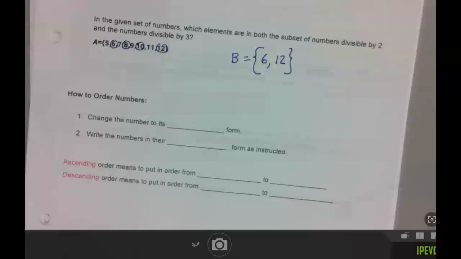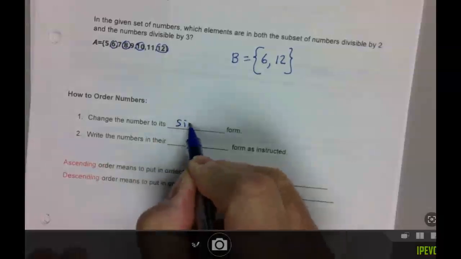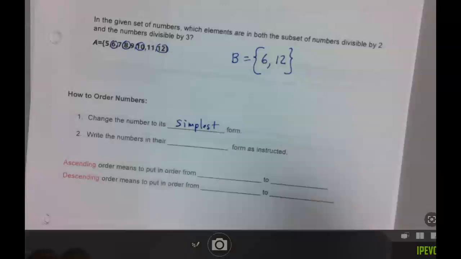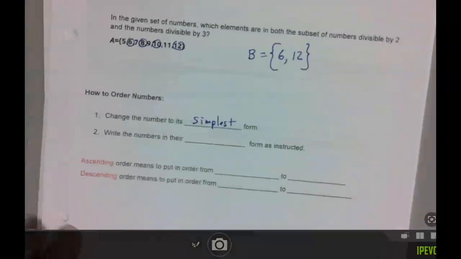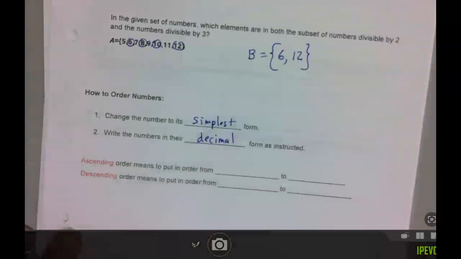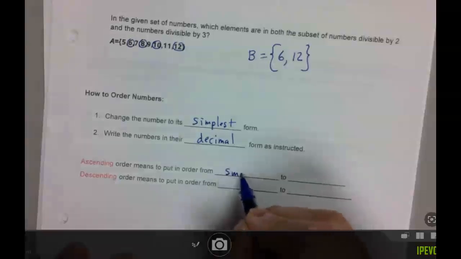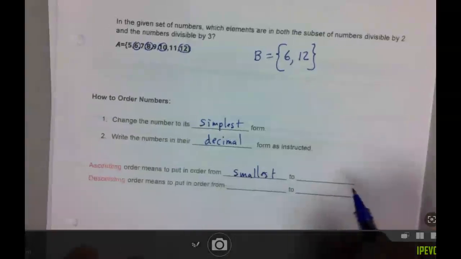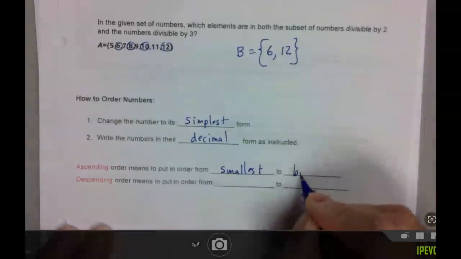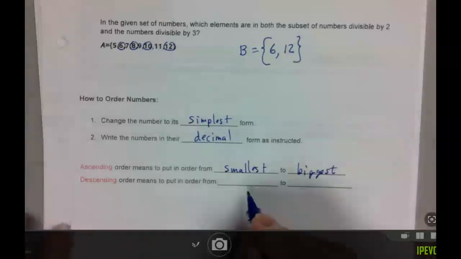Okay? So, to order the numbers, first change the number to its simplest form. Secondly, write the numbers in decimal form as instructed. Ascending order means to put them from smallest to biggest, correct? Descending order means biggest to what? Smallest.